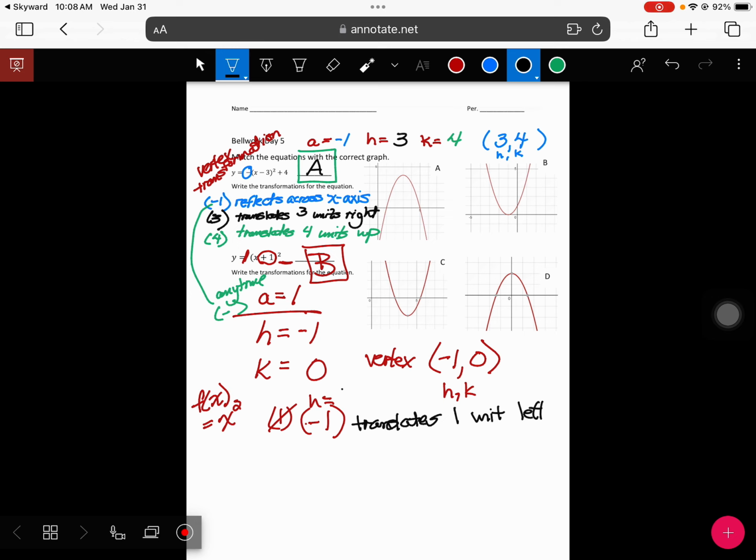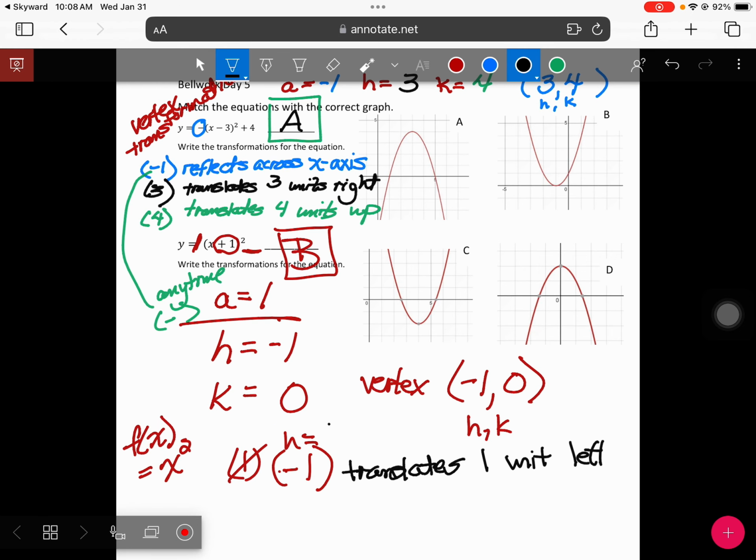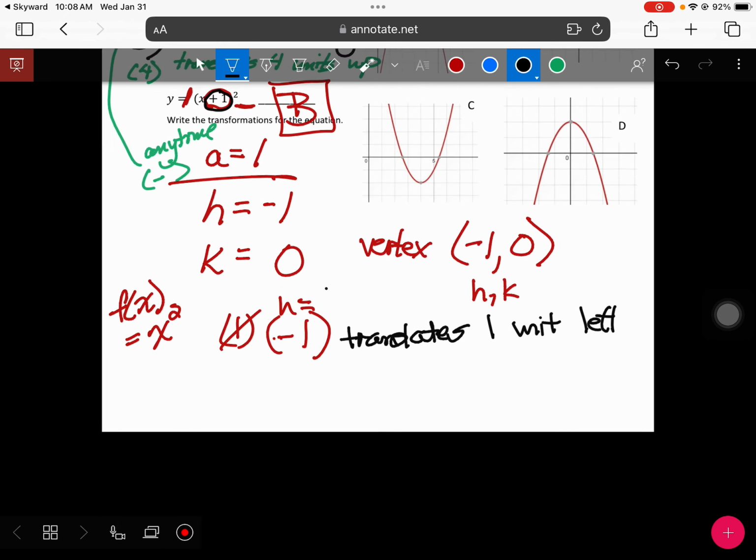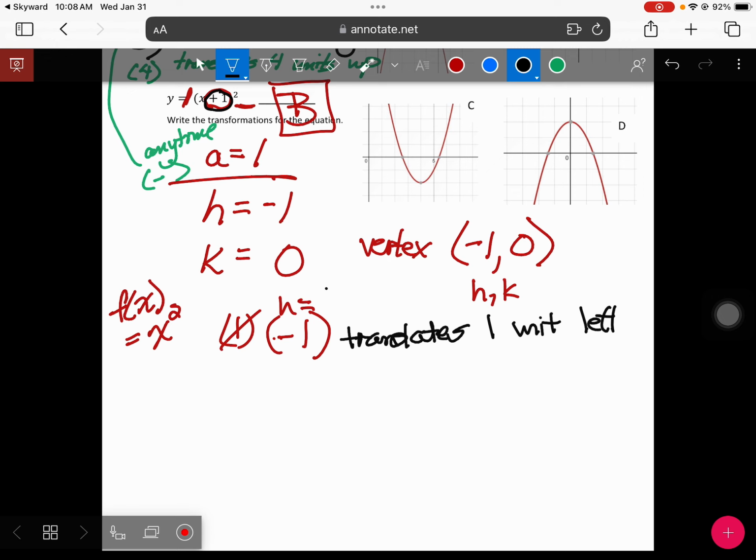How do we get the negative? Because it is the opposite. But remember, that's a made-up word. We don't like those words. But if you remember it and it helps you, use it. So opposite. It looks like it should be a positive 1, but it is a -1. So translates 1 unit left.